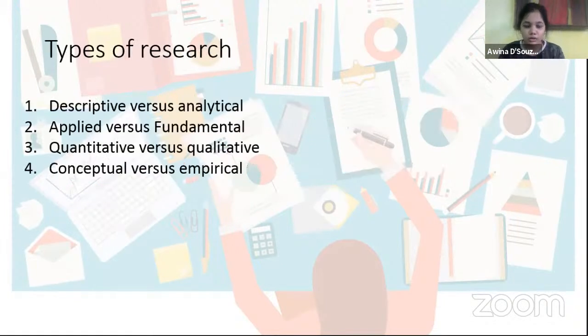Okay, so now coming to types of research, there are four main types. One is descriptive versus analytical, applied versus fundamental, quantitative versus qualitative, and conceptual versus empirical. I'll speak to you in detail about this. Descriptive is when you are being more narrative about it, and you speak more about the detailing of it.